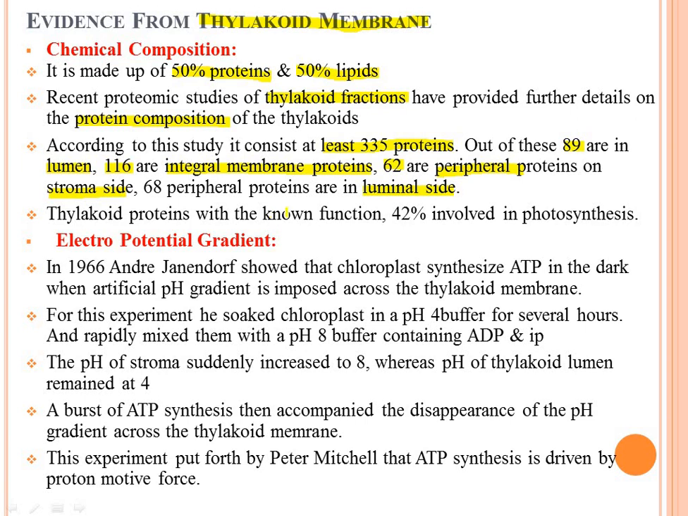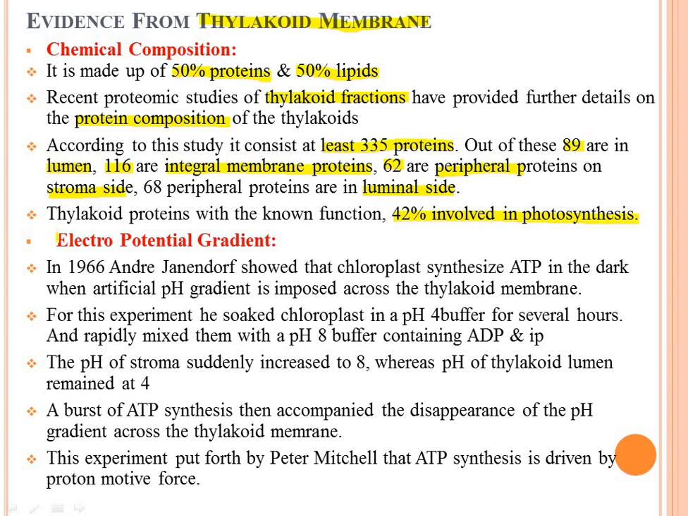For example, plastocyanin is one protein present on the luminal side, while integral membrane proteins are photosystem 1, plastoquinone, and photosystem 2. Among thylakoid proteins with known function, out of 335, 42% are involved in photosynthesis.